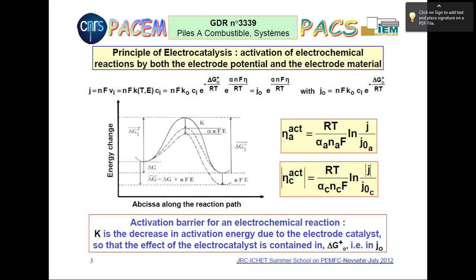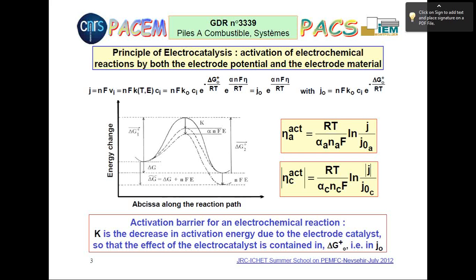So now the effect of a catalyst is clearly seen here. The catalyst will decrease the height of the barrier. For the chemical reaction between these two states, it will decrease by the K factor, which is included in this exponential factor. So by decreasing the chemical activation energy by K, you will increase the rate by exponential K over RT. So you see the quantitative effect of the catalyst.